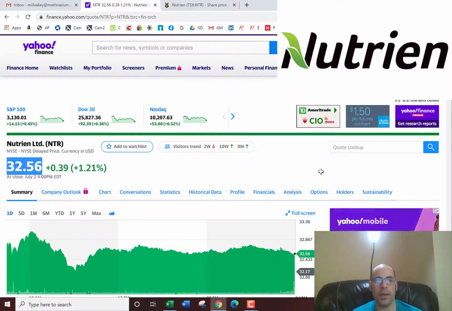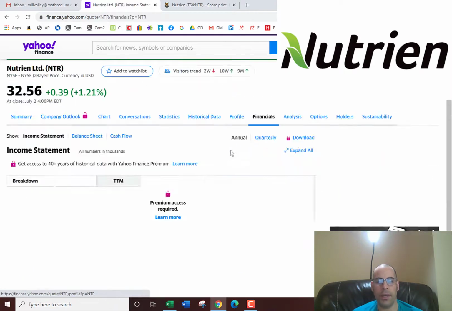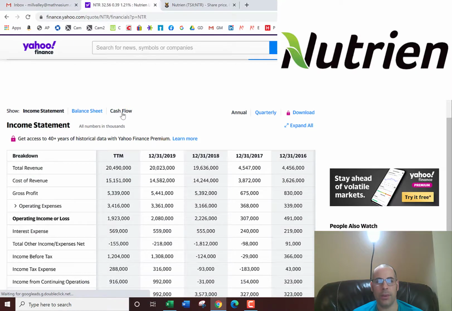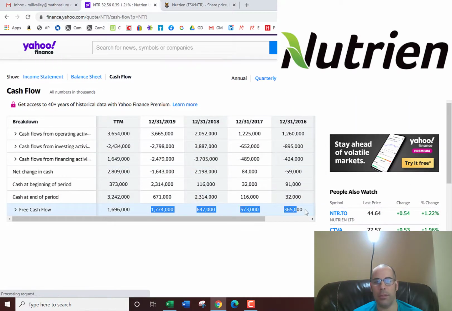And next we need the free cash flows. And free cash flows is how you value a company. That's the cash that's left over after paying your expenses. So what you do is you estimate the future free cash flows and then discount that number back to today's value.